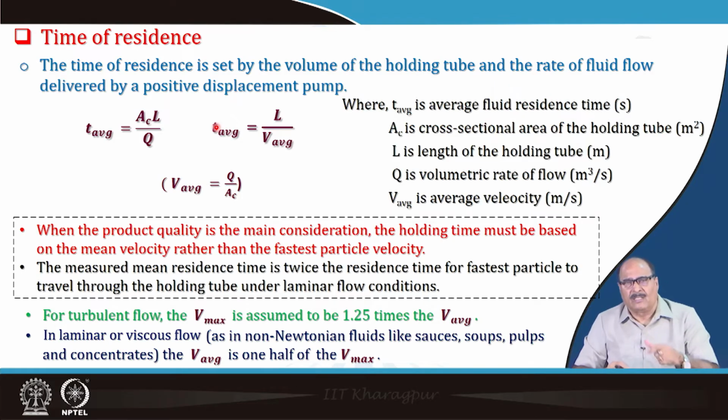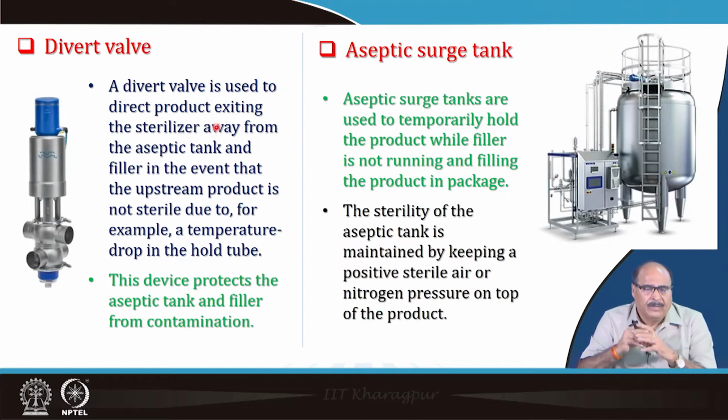So, these things, that is flow behavior through the pipe and liquid and other characteristics, can be used to calculate what the residence time should be. Okay. So, after it is held for the residence time, then it is further conveyed. There are other accessories in the processing line, like the divert valve.